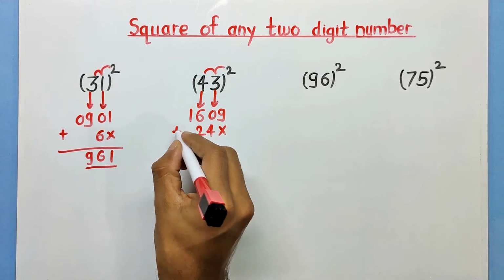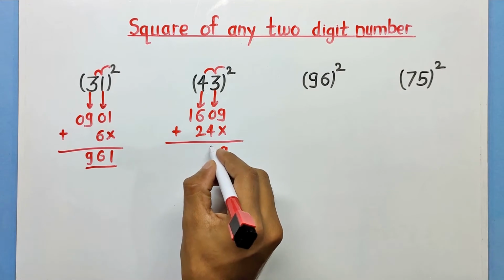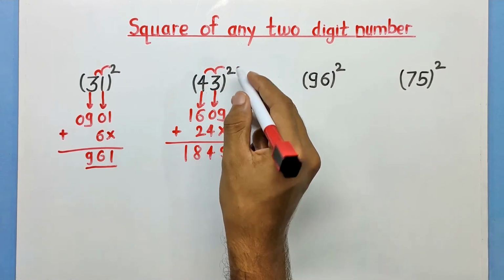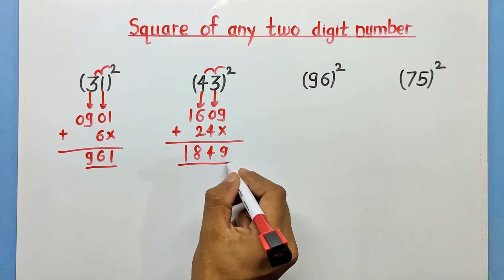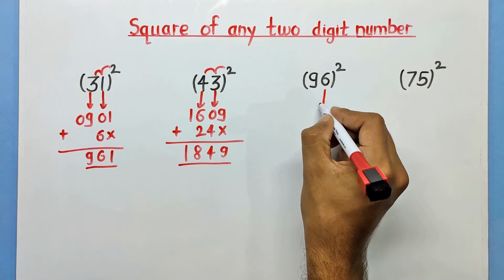Let's add these numbers. So 9 plus 0 that is 9. 0 plus 4 is 4. This will be 8 and this is 1. So 43 square is 1849. Let's look at another example, 96 square. So 6 square is 36.